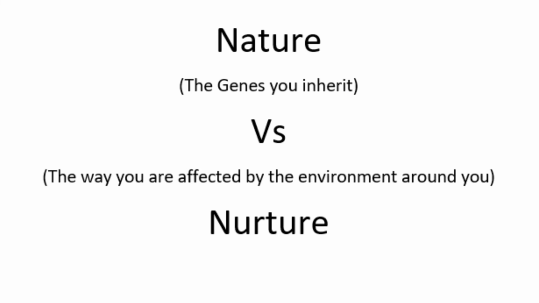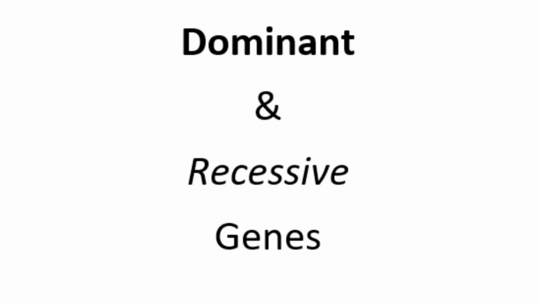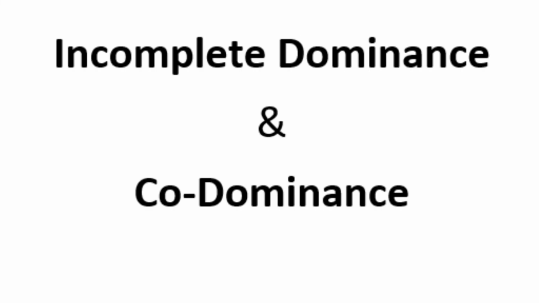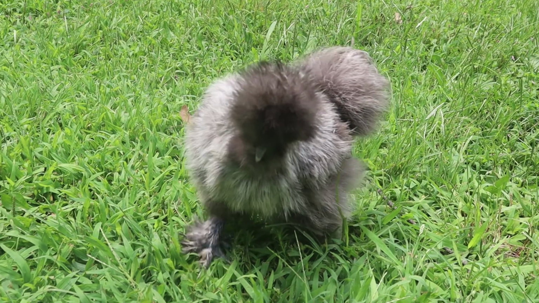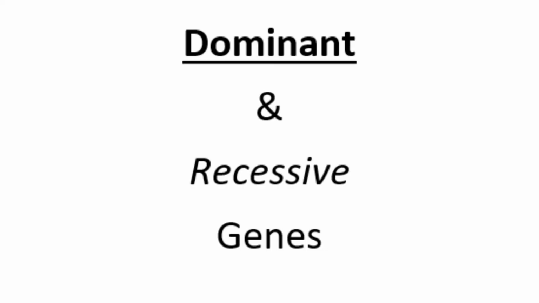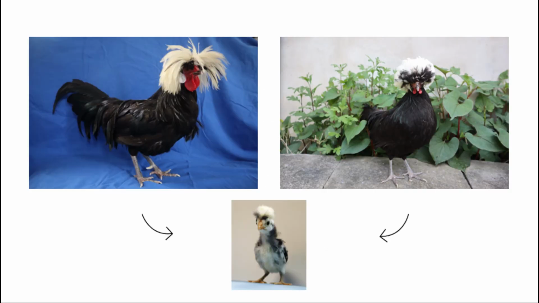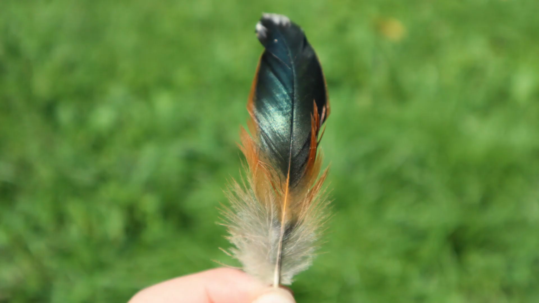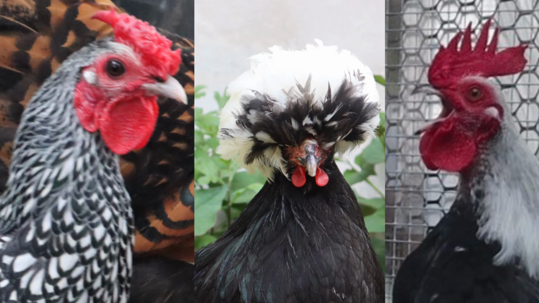Now that we are all on the same page about genes, the definition of genetics, and nature versus nurture, let's look at our first 2 terms, dominant and recessive. And in the next video, I will be explaining incomplete dominance and codominance. The first term or type of gene we are going to be learning about are dominant genes. When chickens breed, the male and female each give 1 copy of each gene for every trait, like feather color, eye color, comb type, etc., to their offspring.